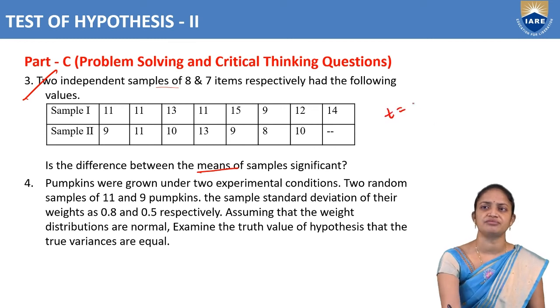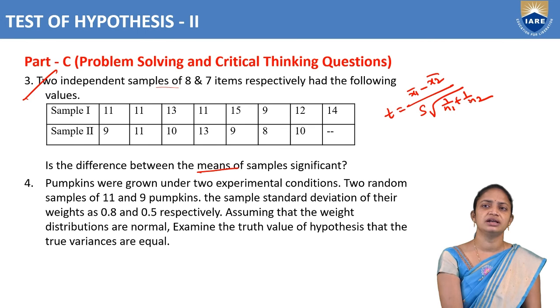Here also same, we have to use t equal to x1 bar minus x2 bar divided by s into under root of 1 by n1 plus 1 by n2. We have to use t-test for difference of means.